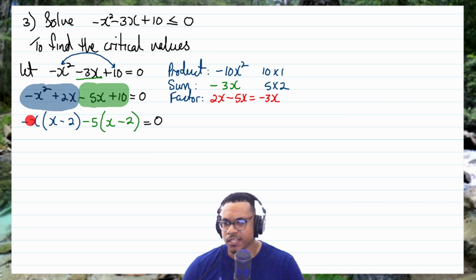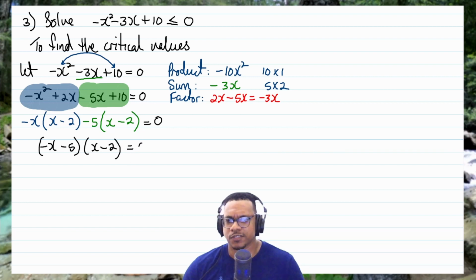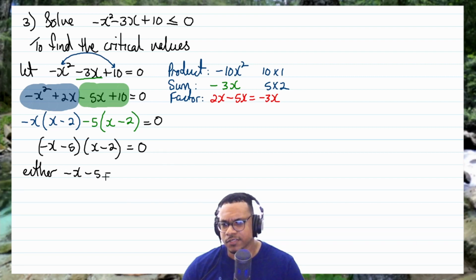So now I'll take what's outside the brackets, the negative x and the negative 5, and I'll put that in brackets. And then these two brackets that are the same, I'll write it once. So I'll have x take away 2 is equal to 0. So now I'll say either negative x take away 5 is equal to 0, or x take away 2 is equal to 0.